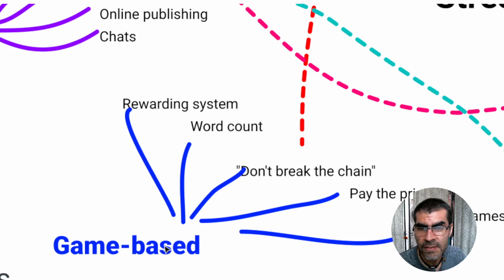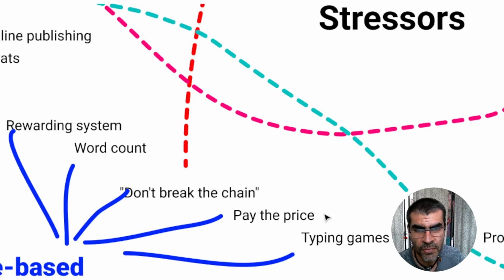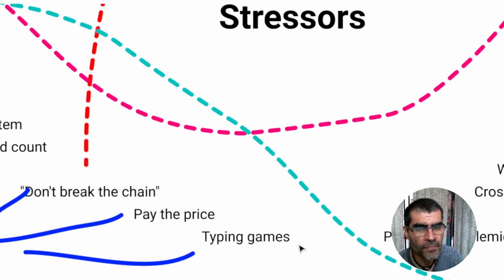Game-based stressors: rewarding systems, word count, don't break the chain. This is the very popular Jerry Seinfeld method or system. Pay the price: you have apps that you use when you want to do some exercise or go to the gym, and if you don't, you have to pay money. Typing games: just start typing and you get in a mood, and then you can start writing.